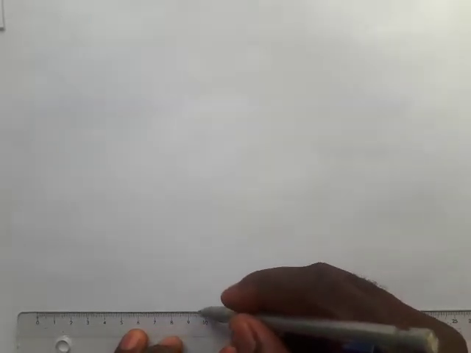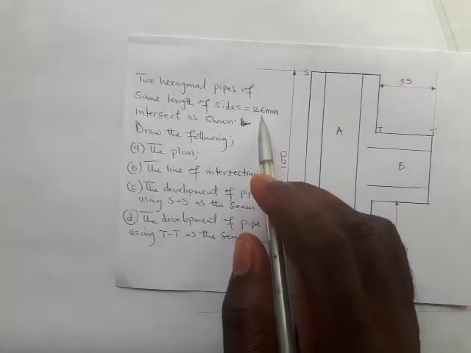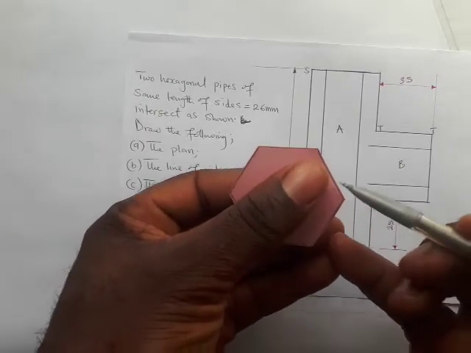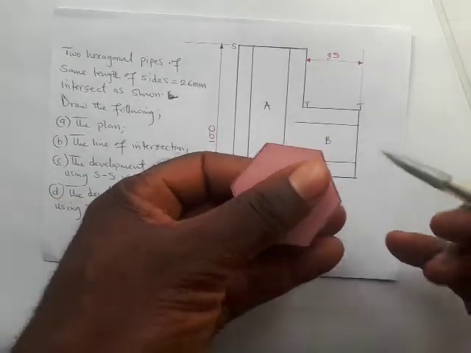The first thing you should do is draw a horizontal thin line. So I'm just going to draw a thin line here. Now I want to draw the plan, when viewed from the top. We've been told that the length of side is 26 mm, and it's the same thing for this pipe as well. So both of them are the same hexagonal pipe. So now it's very easy to do that.